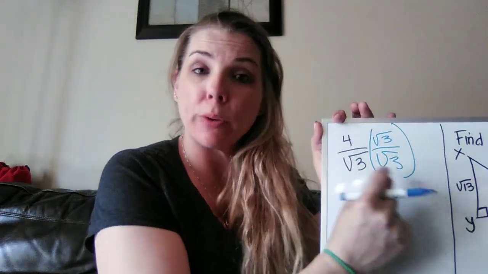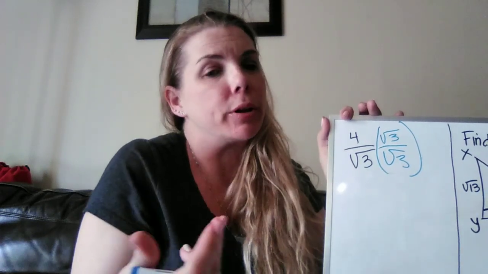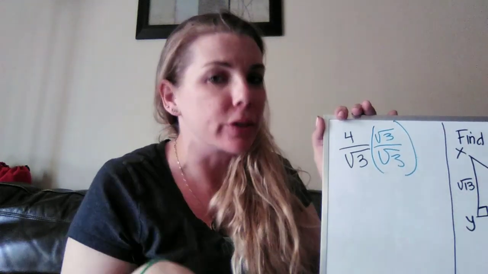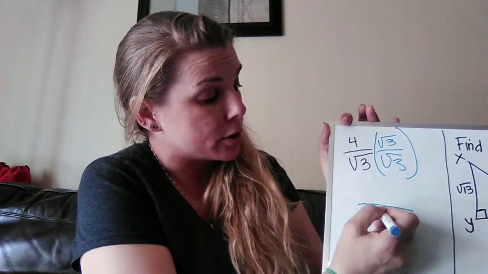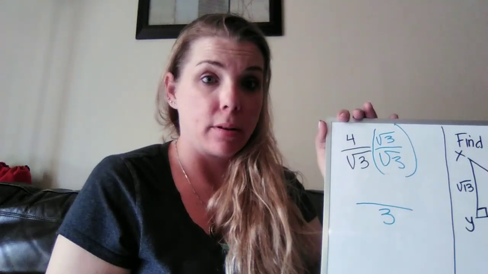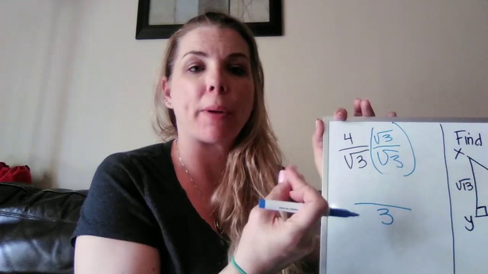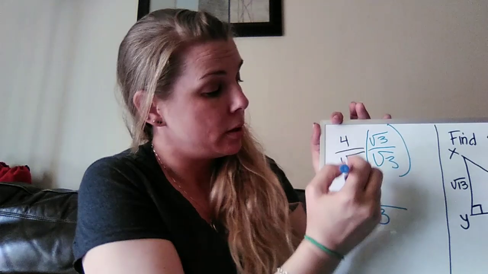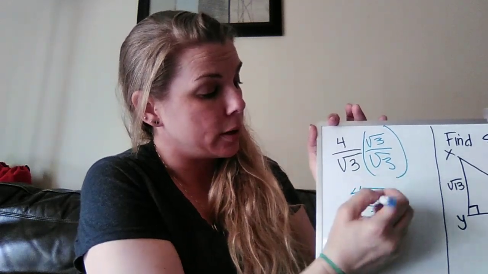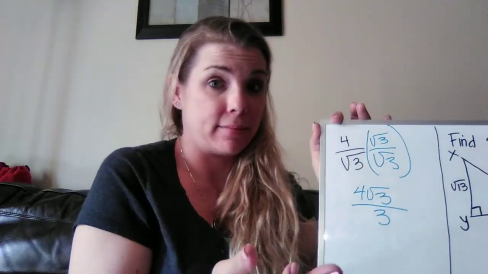So we know root 3 times root 3 is root 9, but we know the square root of 9 is just 3. So now our new denominator is just going to be that regular 3. These two numbers, you can't multiply them together, so you're just going to smush them. So it's 4 root 3 over 3. That's your answer. That's it.